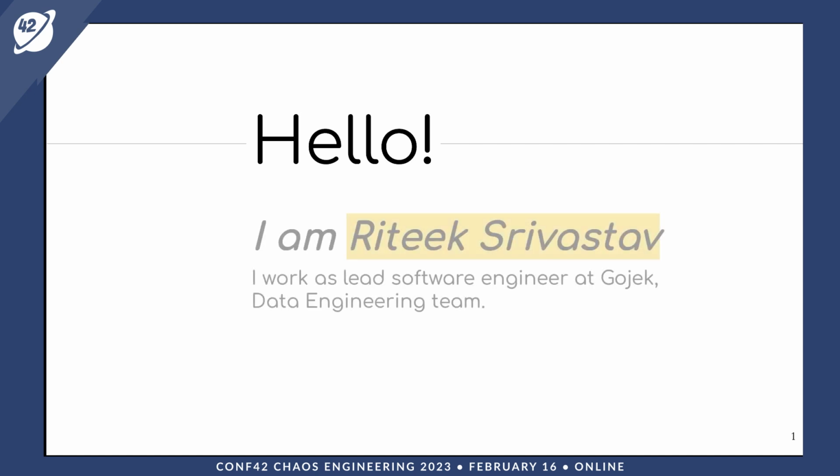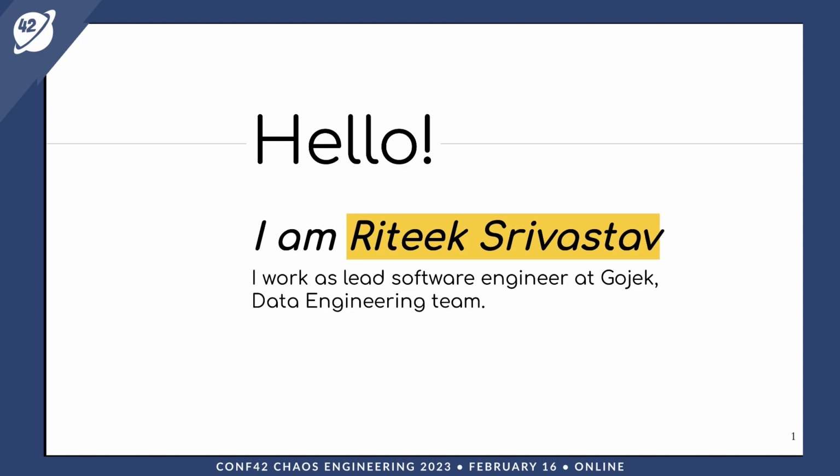I'll be talking about experimentation platform at scale. I'm Riteek Srivastava. I work as a lead software engineer at Gojek in data engineering team, currently in a stream called experimentation. In this talk, I'll be walking you through my experience of building A/B testing platform at Gojek, the challenges which we faced, and the changes in architecture which we did to cater the new throughput, the new scale, which right now is around 2.1 or 2.2 million RPM.